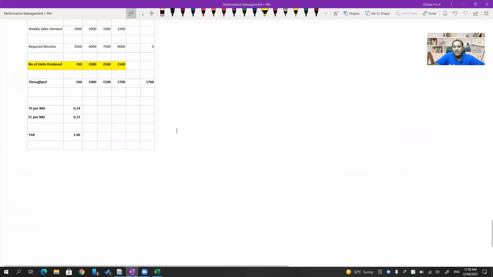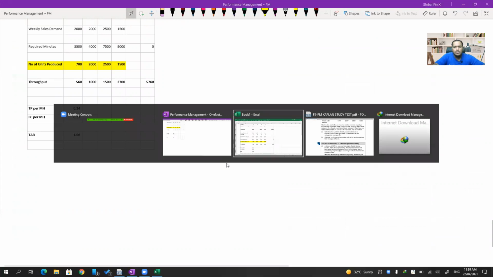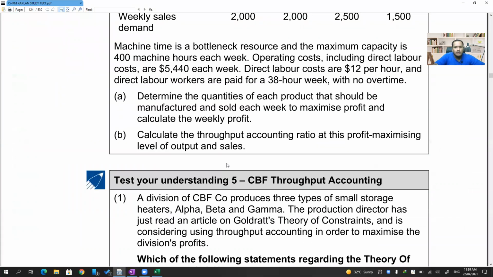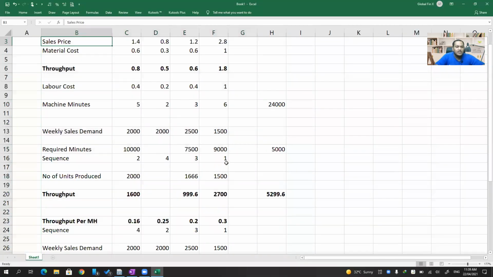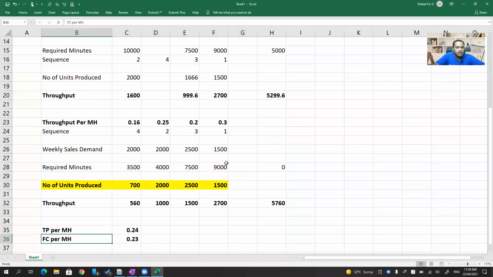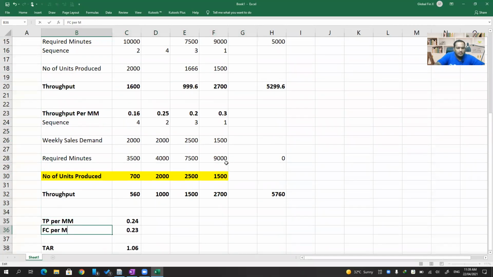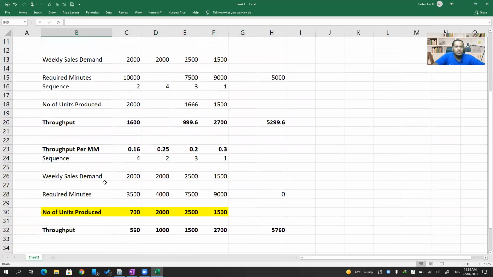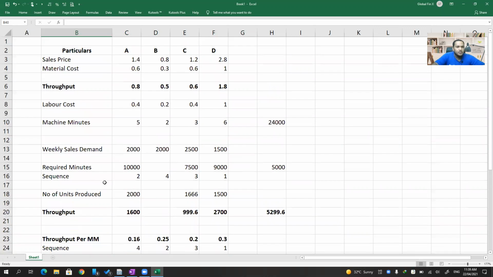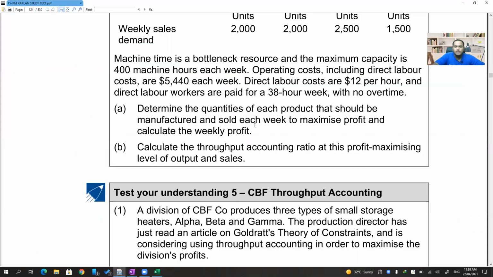So TAR, you have divided it with number of minutes. Okay, I wrote it as machine hour. Okay, cool, sir. No problem. Throughput per machine minute. Here also it would be machine minute and machine minute. Everything is solved in minutes only. So just the name needs to be changed. Thank you for the correction, sir.